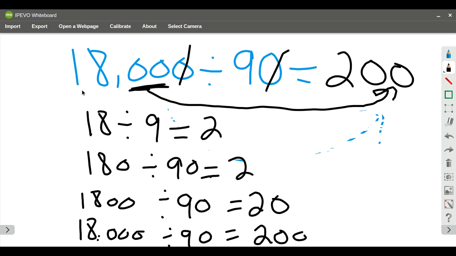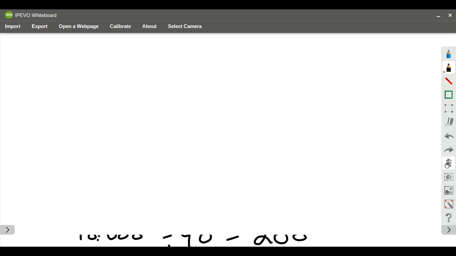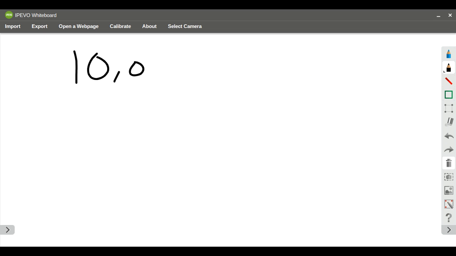And then I just did 18 divided by 9 to get to 2. Okay, so let's try another one. If the jet carried 10,000 people in 50 trips, how many people did it carry each trip? The jet carried the same number of people each trip. That tells me it's going to be a division problem because I'm dividing 10,000 over 50 and it's the same amount.